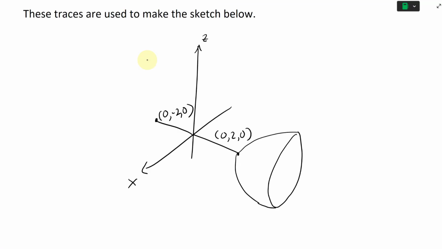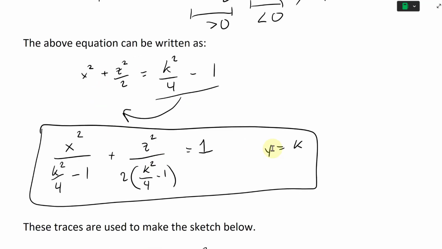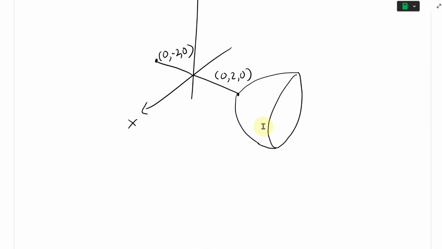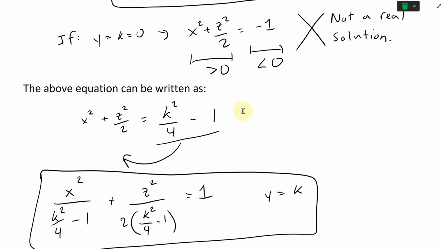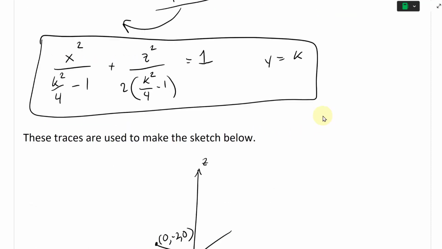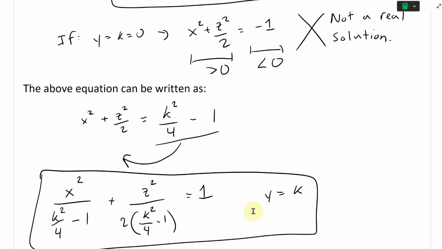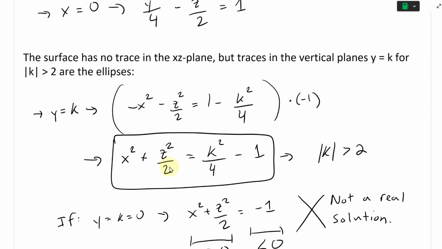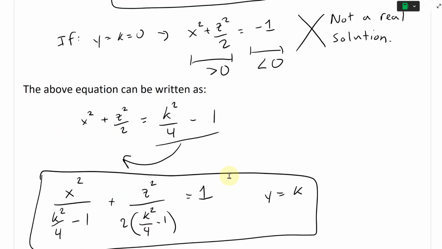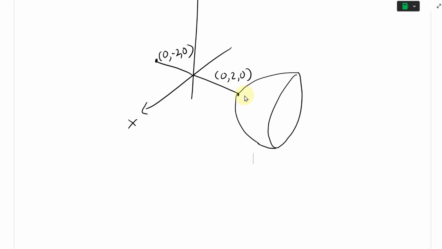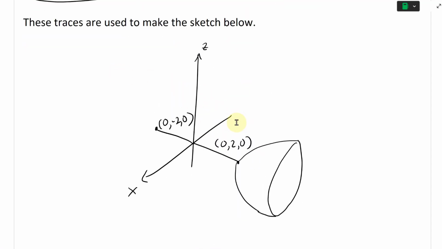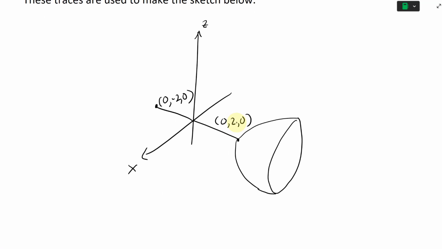on the vertical traces. So this is at the y equals k. So whenever you have a plane like this, y equals k, where the absolute value of k is greater than 2, you're going to get a hyperbola. But when it equals 2, you're just going to get an equation of a line. And so you're going to get that point. But it's not going to be hyperbola. It's going to be 2 points or 2 lines. So that's what it looks like.